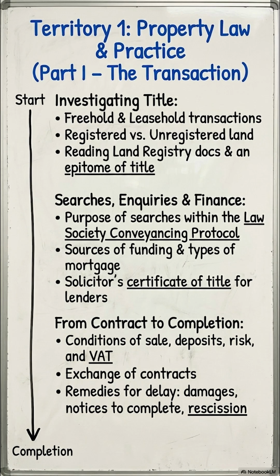We start with property law and practice. You need to understand how freehold and leasehold transactions work from start to finish. That means investigating title, whether the land is registered or unregistered, reading land registry documents, checking an epitome of title, spotting problems, and reporting them to the client. You also need the purpose of searches and inquiries, and how they fit into the Law Society's conveyancing protocol.